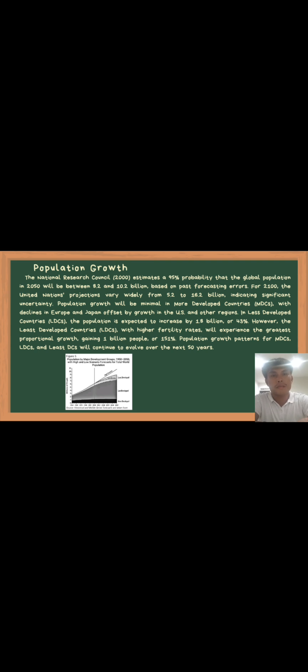Population growth in more developed countries (MDCs) is expected to remain stable, with declines in Europe and Japan offset by increases in the United States and other regions. The majority of global population growth will occur in less developed countries (LDCs), which will gain 1.8 billion people. The greatest proportional increase will be in the least developed countries, which will see 151% growth, adding 1 billion people. The population dynamics of these regions will change over the next 50 years.